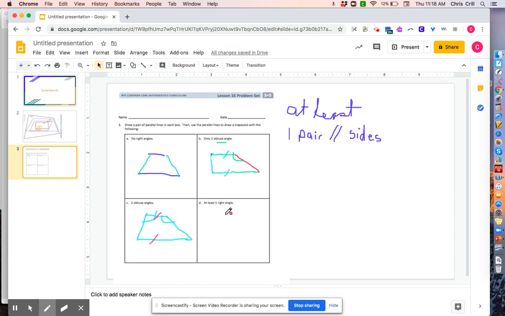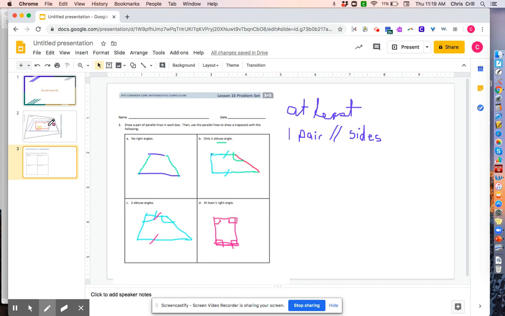My last trapezoid needs to have a pair of parallel lines. So let me draw it this way this time. Parallel sides, at least one right angle. So I'm going to start with here. There's my side. I have a right angle here. I'm going to have 2 right angles. And what if I draw, it says at least one right angle. I can have more than one right angle. Kind of looks like I drew a rectangle.